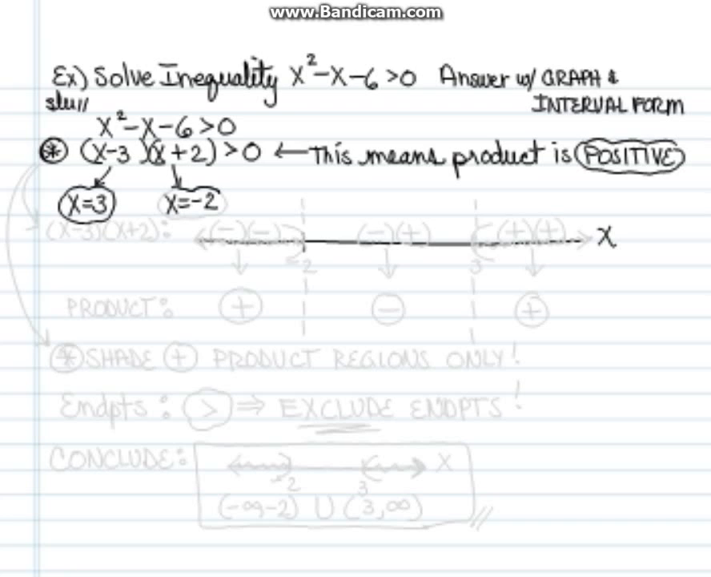Okay, so we get a -2 and a 3. We mark those on the number line, the x-axis. There's a -2, there's a 3. Let's find the sign, positive or negative, of each of the factors, x minus 3 and x plus 2, and then the sign of the product.